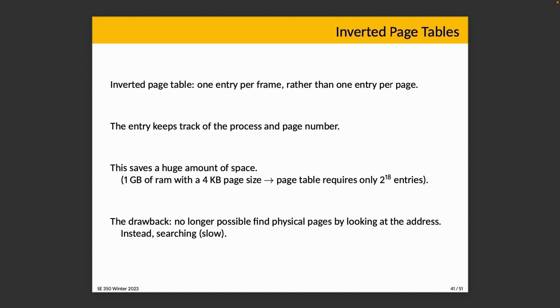There is a major drawback to this, though. And the major drawback is that it's no longer possible to easily find a physical frame location by looking at the address. Instead, we have to search the table, and the table is potentially large, so searching it may be slow.